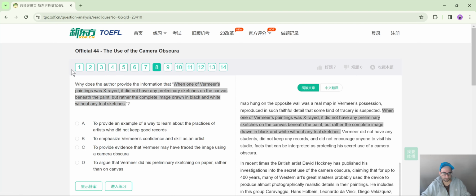All right, so why does the author provide the information that we have? This is a rhetorical purpose question. So like, what's the purpose of this? What's the reason he highlights the sentence?